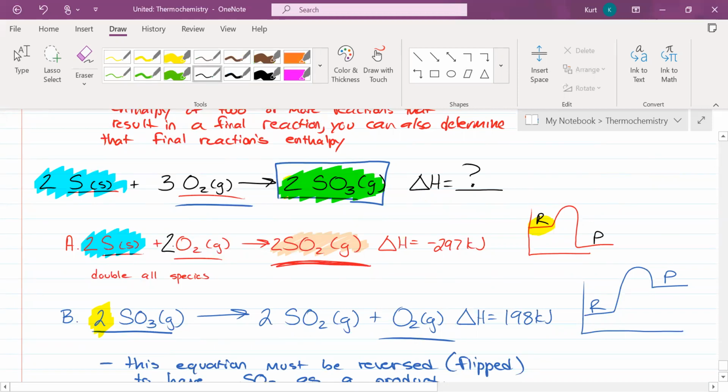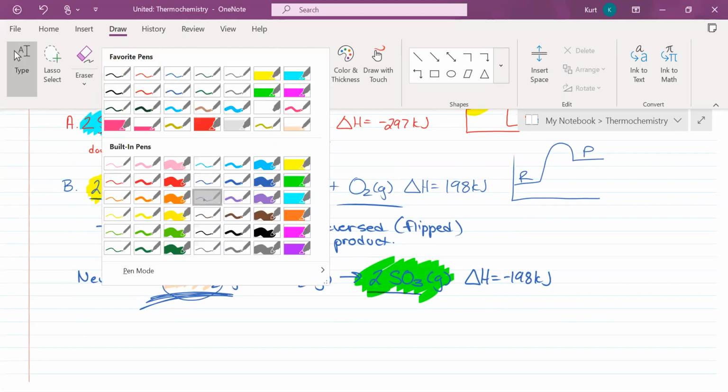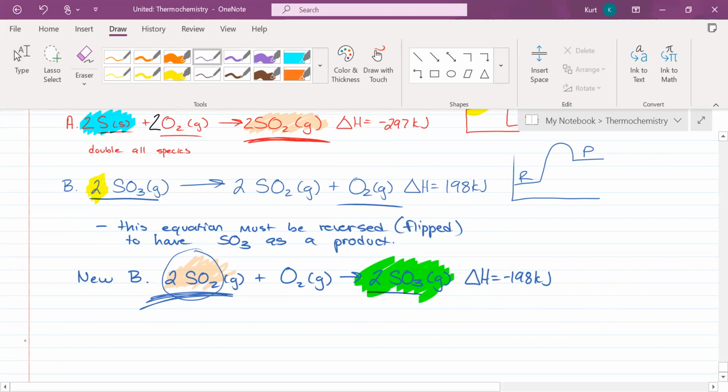There it is. Now, if we combine the oxygen from A and B, how many total oxygens will that be now? 3. That will be 3. So what I would like you guys to do now is combine A and our new B together, and let's see what we can come up with. So let's write it all out here. Put all the reactants on one side and all the products on the other side.